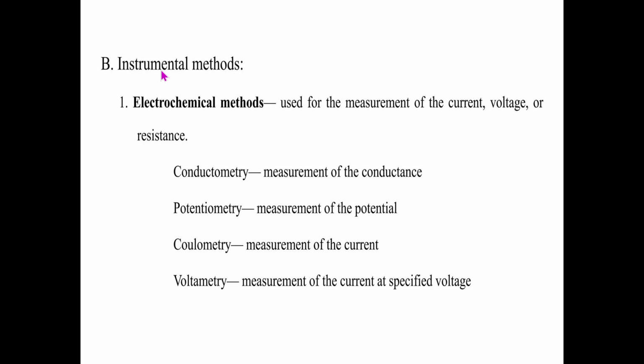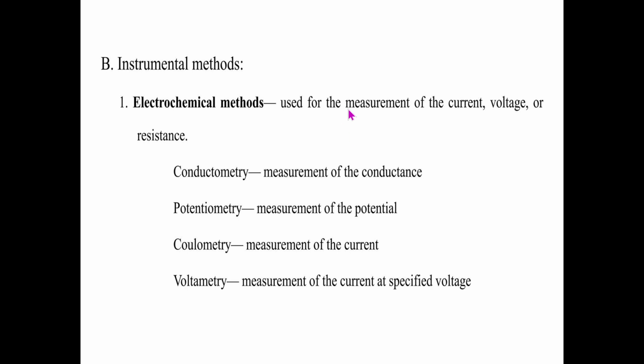And the second method is the instrumental method. Now, the name itself suggests that in this type of method we are going to use instruments. This particular type of method is further subdivided into electrochemical methods. That means the instrumental method is also known as the electrochemical method.